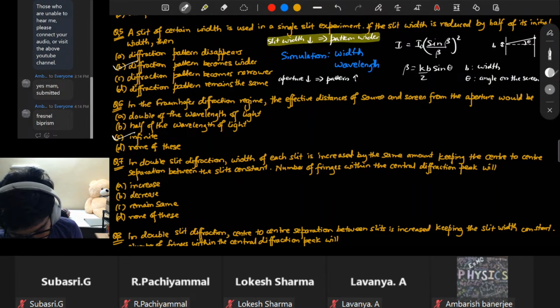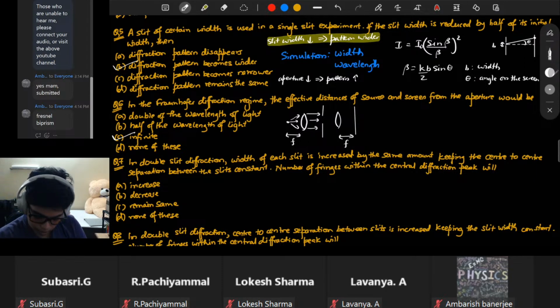That is one way. Another way is to keep the source at the focal plane of a lens. So you have the source, and it is at the focal plane, at F, then you have parallel rays coming out. This then hits the slit. So you have the slit over here. And then after the slit, again, you place a lens and then keep the screen at the focal plane. So this is also F. So this is one way you can achieve this infinite distance of the source and the screen from the slit plane.